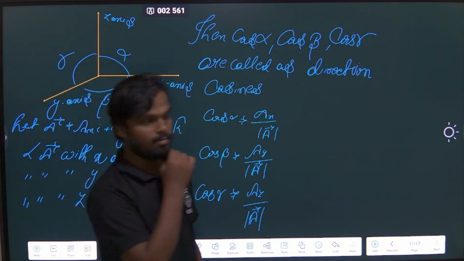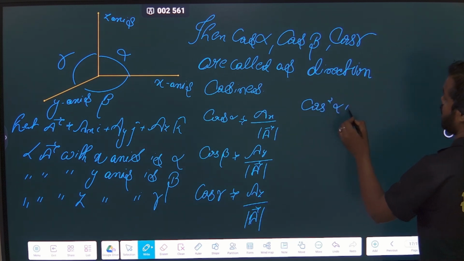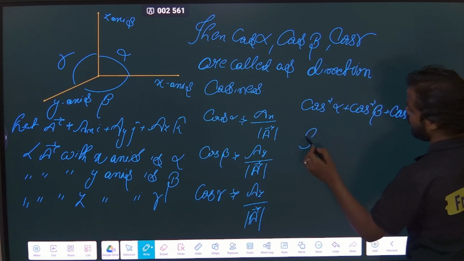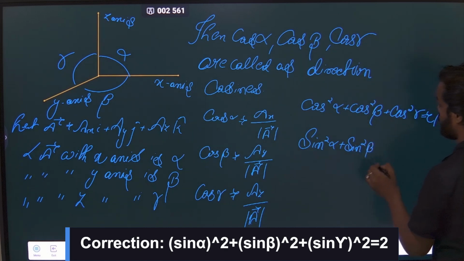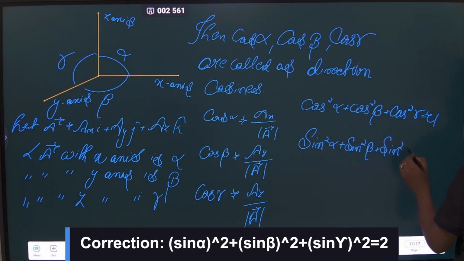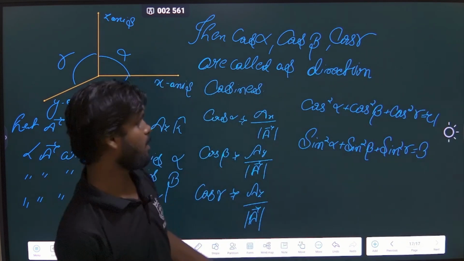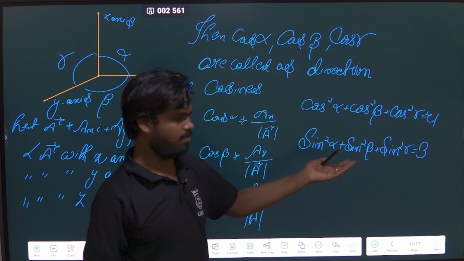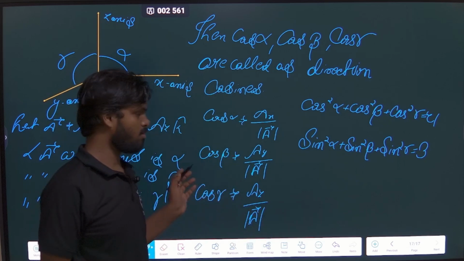Second important property we have: if we add cos square alpha, cos square beta and cos square gamma, we will get the value 1. So if we further solve sin square alpha plus sin square beta plus sin square gamma, that is 3. In the PYQs of previous exams, they have directly asked this expression: what is this value? So directly remember it is 3. Simple. Any doubt?